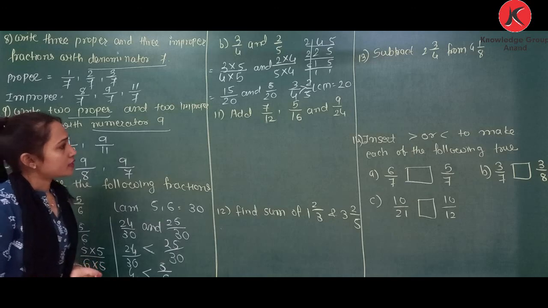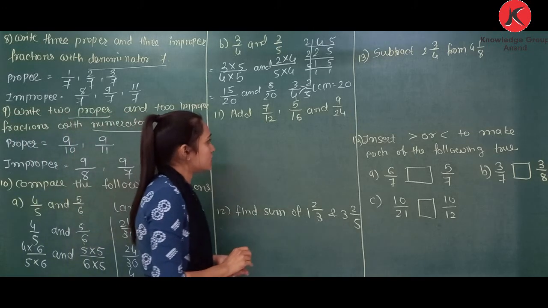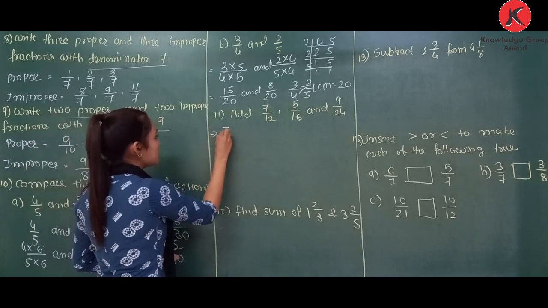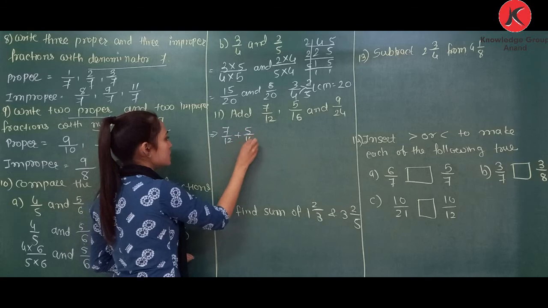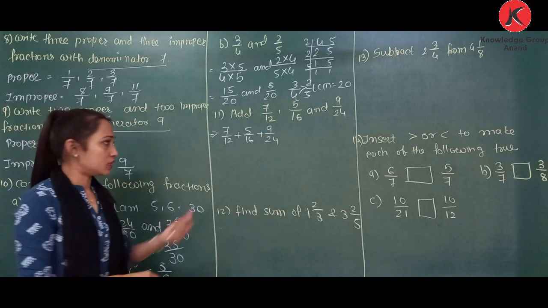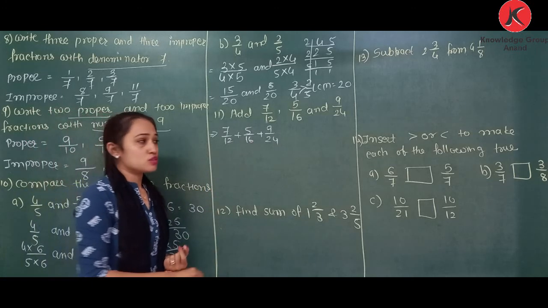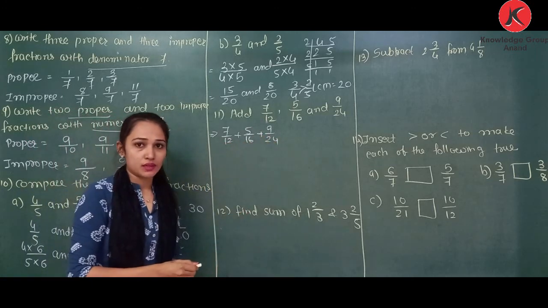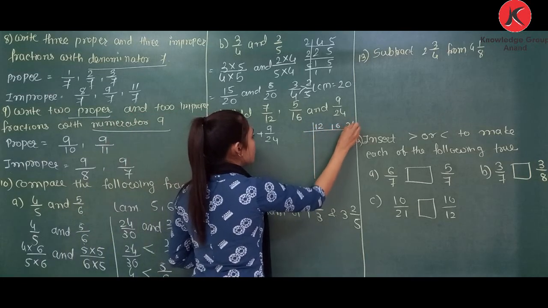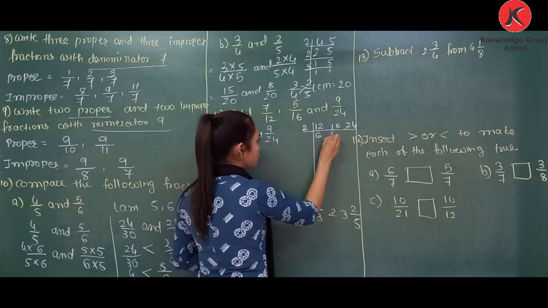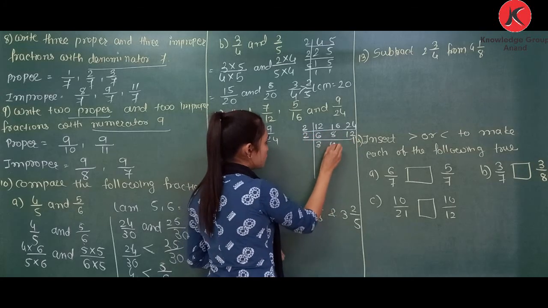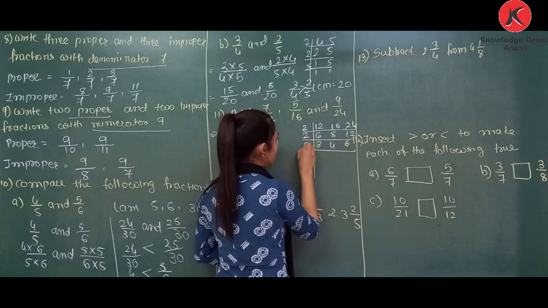Next one, add 7 by 12, 5 by 16 and 9 by 24. How can we add this, 7 by 12 plus 5 by 16 plus 9 by 24? We cannot add fractions directly if the denominators are different. So first take the LCM of the denominators. So we can take LCM of 12, 16 and 24. 2 6s are 12, 2 8s are 16, 2 12s are 24. 2 3s are, 2 4s are, 2.